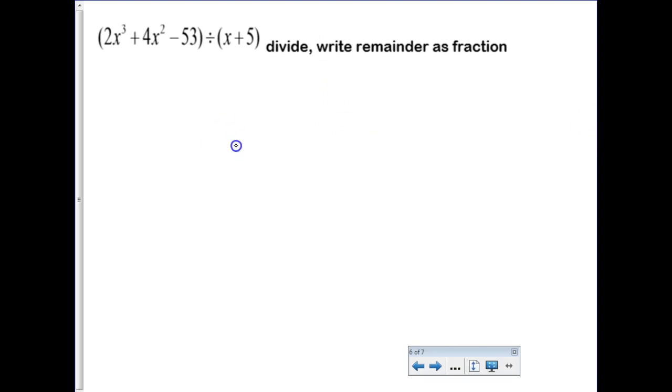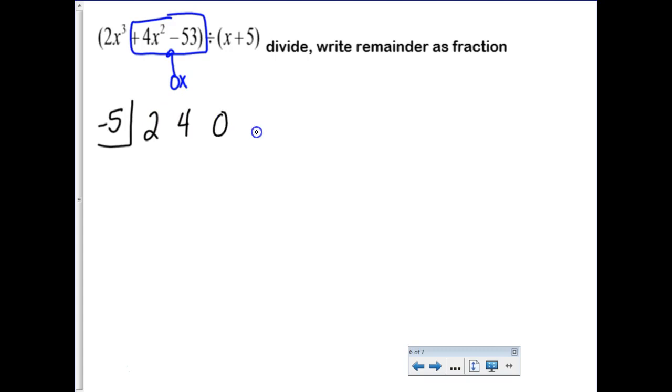All right, we are now synthetically dividing. The most common mistake on this question was not recognizing that they were missing a term right here. There was a linear term missing, 0x. So when you set up your synthetic division, you did a great job with the solution to the divisor, so negative 5, and then your coefficients are 2, 4, and then a 0, and a negative 53.